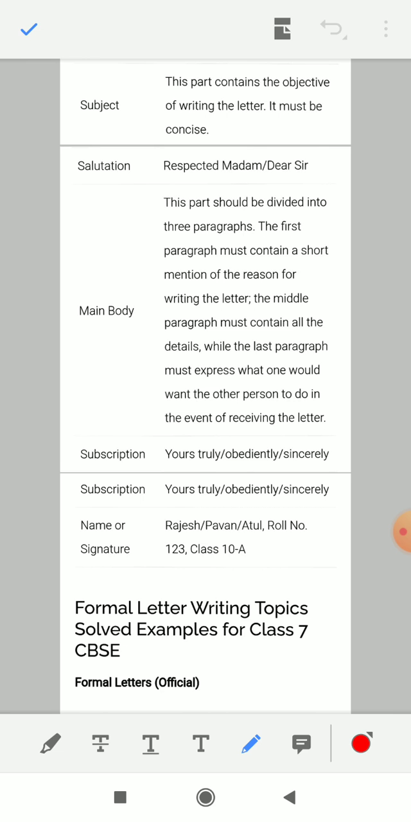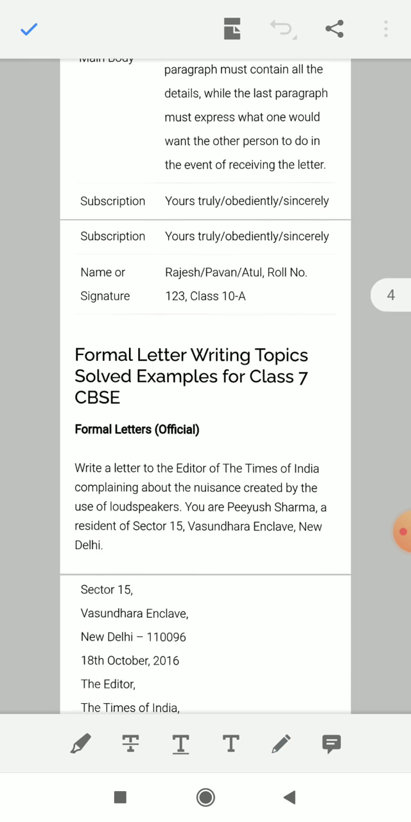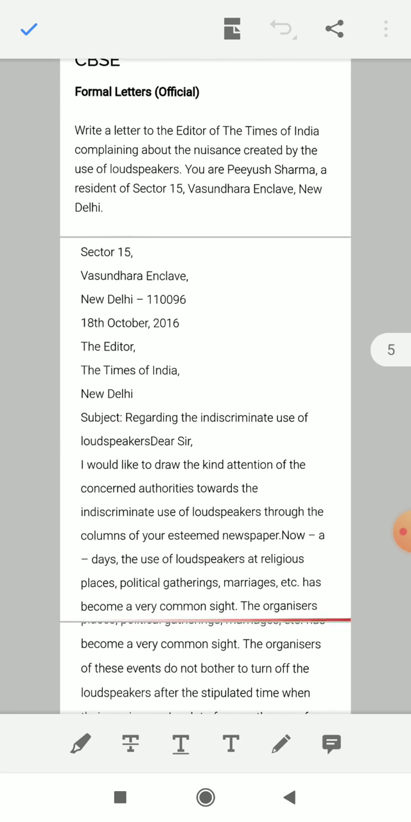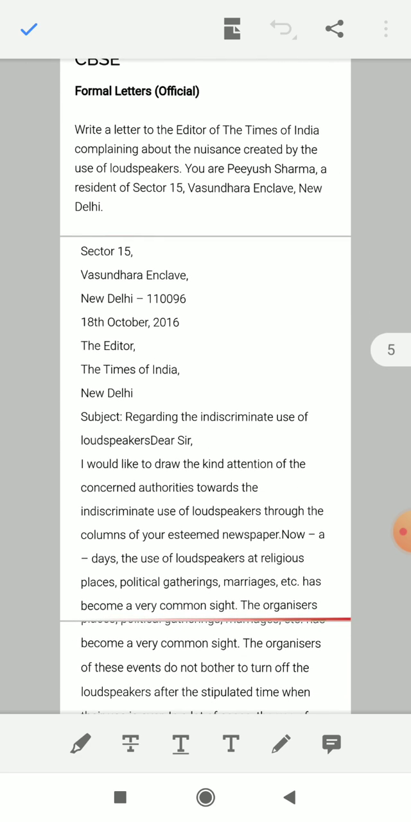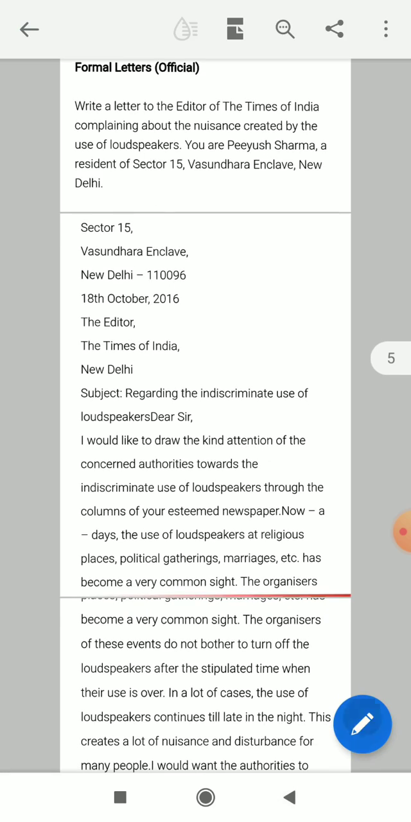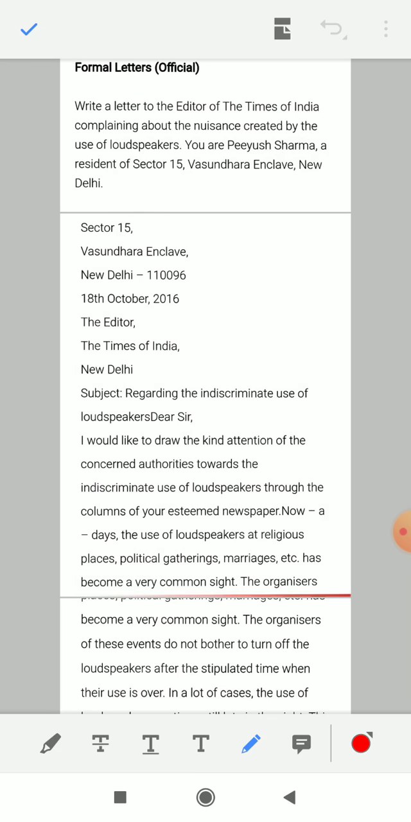Now just see this sample letter. It is a letter to the editor. Write a letter to the editor of the Times of India complaining about the nuisance created by the use of loudspeakers. You are Piyush Sharma, a resident of Sector 15, Vasundhara Enclave, New Delhi. Here the address is already given, so you assume yourself as Piyush Sharma, with the address Sector 15, Vasundhara Enclave, New Delhi.